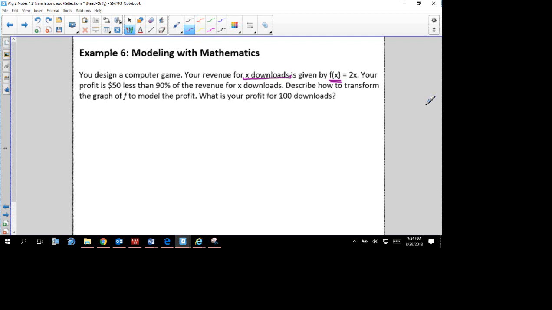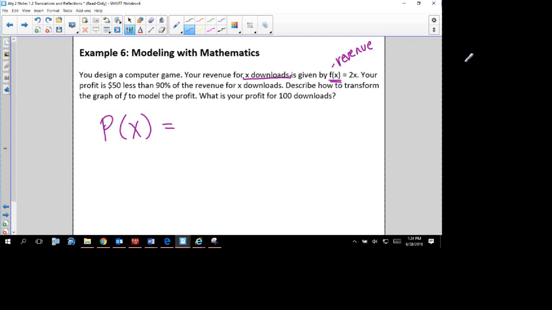So the question is, how do you write the equation for profit, and then what's your profit for 100 downloads? So I'm going to call my profit equation P of x, because it stands for profit. This is revenue right here. To get profit, you do $50 less than 90%. So when you read that, it says take 90% first, then do $50 less, even though it's written in that order. So we have to do 90%.